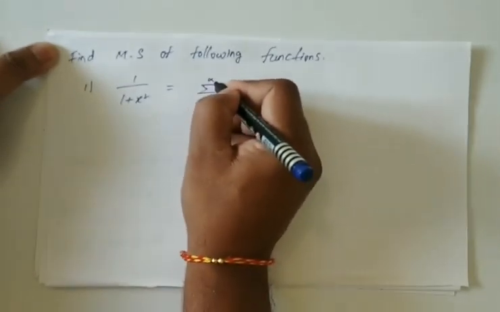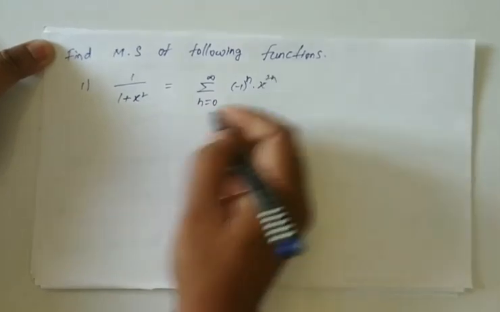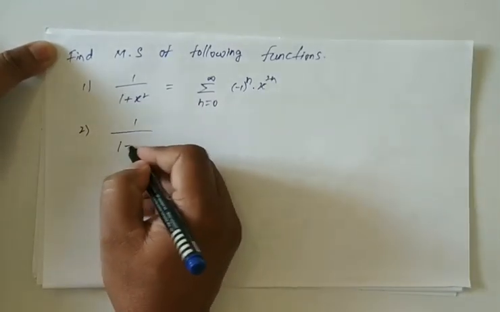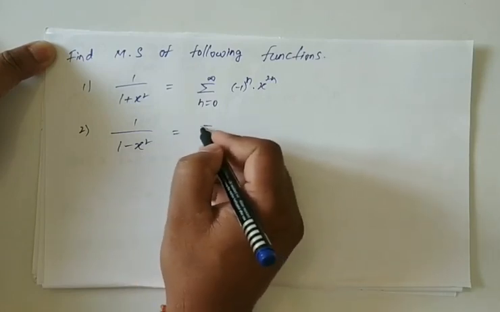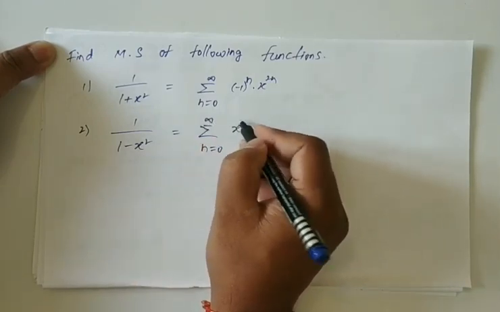Summation n equals 0 to infinity of (minus 1) to the power n into x to the power 2n. Second one, 1 by 1 minus x square. What is the answer? Summation n equals 0 to infinity x to the power 2n.